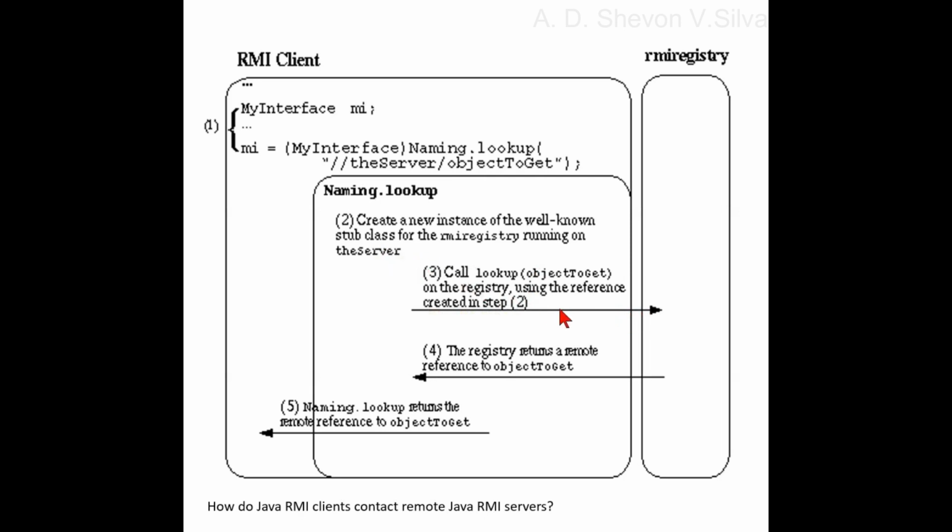Step 3: call lookup, object to get, on the registry using the reference created in step 2, and this is connected to the RMI registry. And step 4: the registry returns a remote reference to the object to get. And step 5: Naming.lookup returns the remote reference to the object to get to the RMI client.